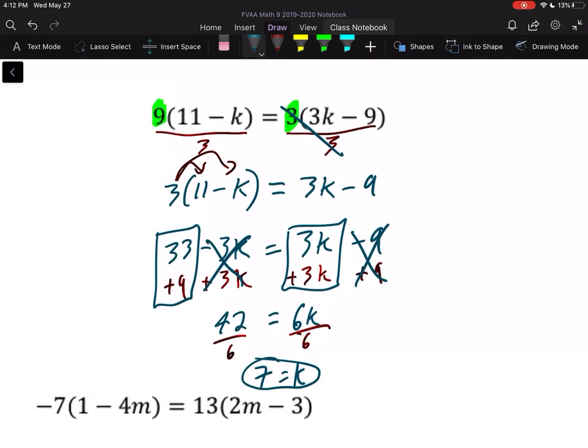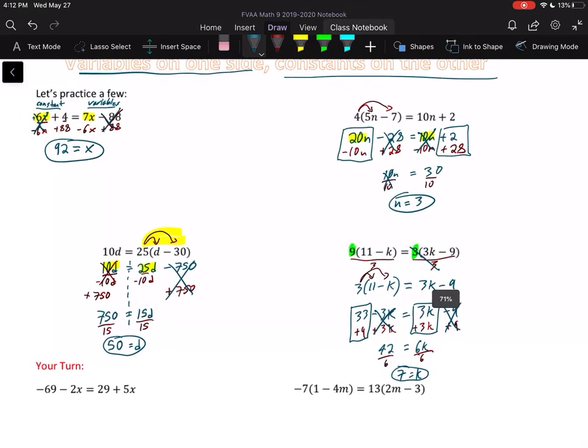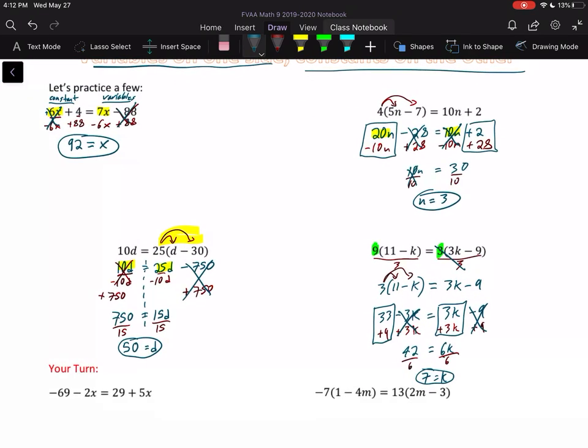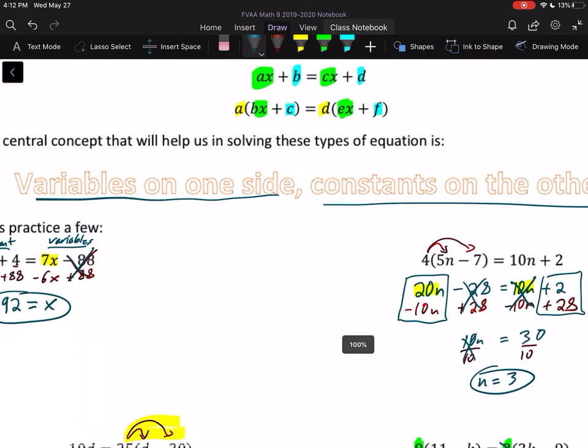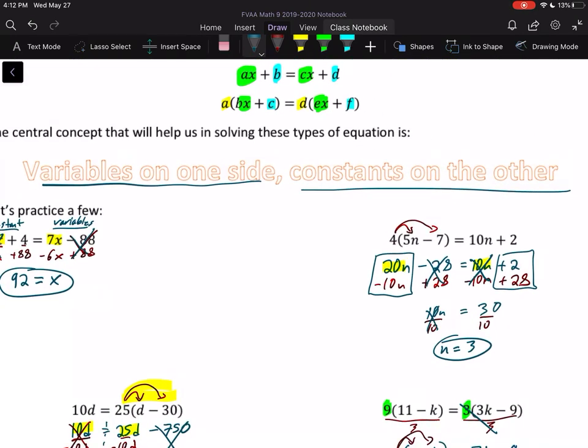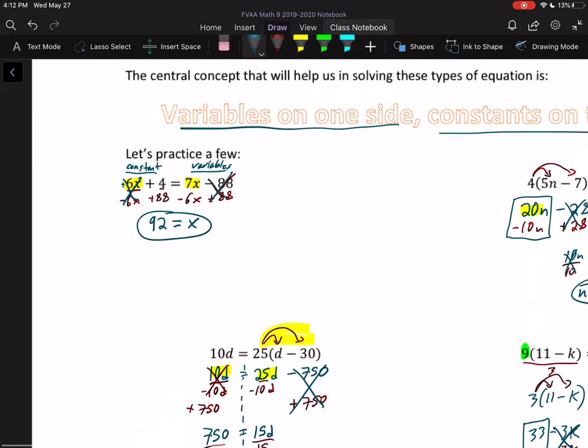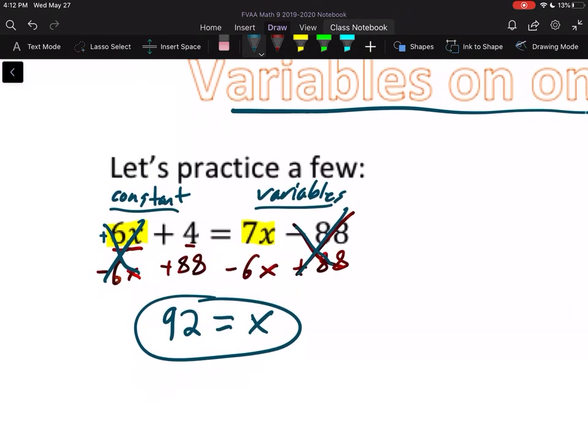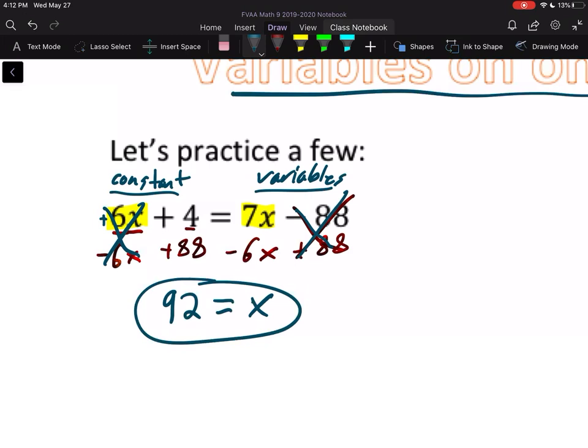So, I know I went pretty fast there on some of these questions. If you need to, pause, rewatch those videos, make sure you understand what I'm doing. Key here, variables on one side, constants on the other. So here, again, like I talked about over here in the very first question, I'm not seeking to separate the 6 from the x when I move it over to the right side. I want to move the 6 and the x together. So I don't divide by 6, I subtract 6x on both sides.